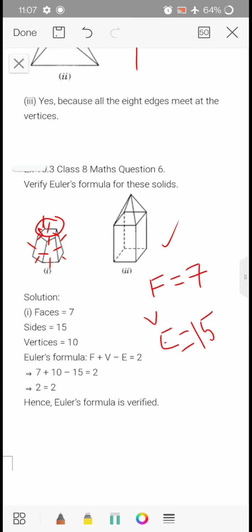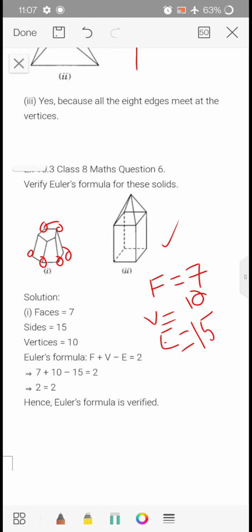And then we will count the number of vertices. So the number of vertices are 1, 2, 3, 4, 5, 6, 7, 8 and 9. Then after, exactly below this in the bottom, the hidden vertex which is 10. So number of vertices will be 10.